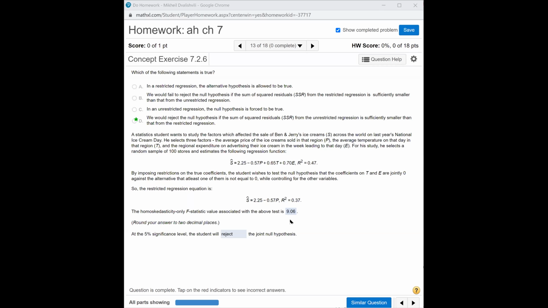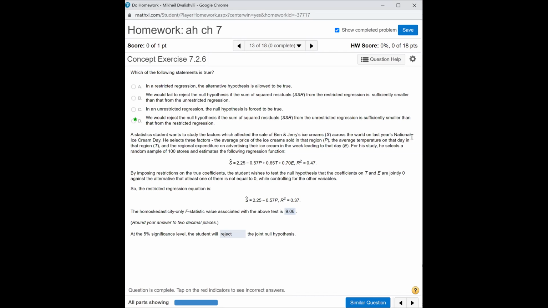So remember here we have the heteroskedasticity test, and the F statistic value associated with the above test is 9.06. I see, but that's not about the critical F, that's about the F statistic. That is something we have to calculate, but for that we need the expression for F stat. Wait, did we not cover this part? Yes, we did. So do we remember?